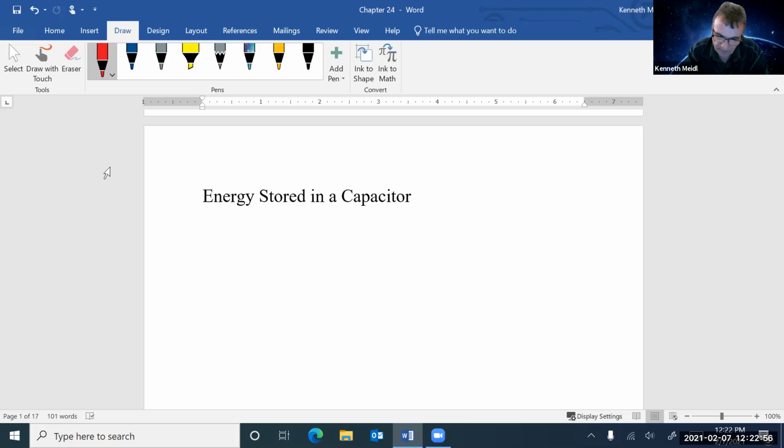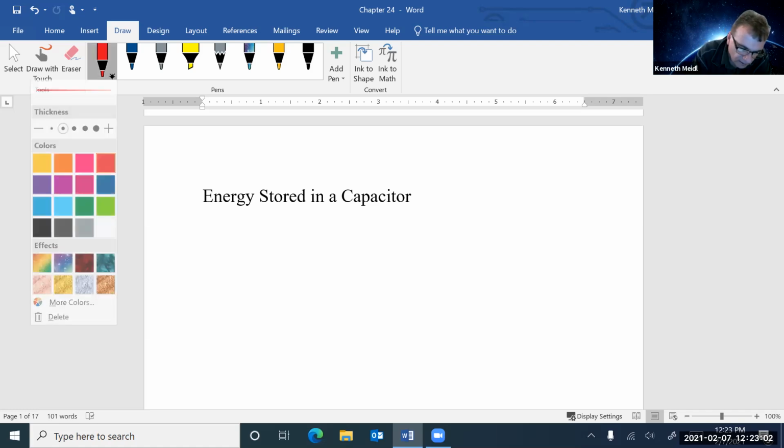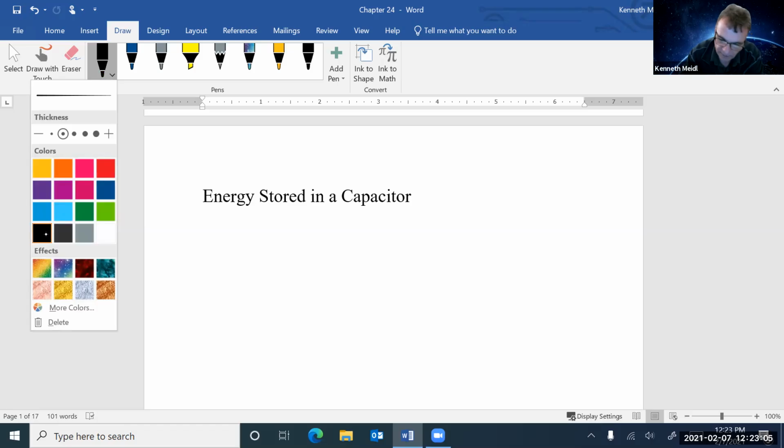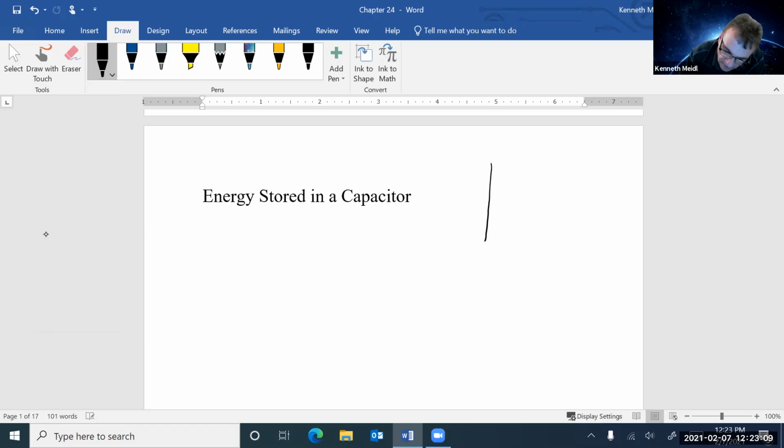I'm not going to worry about too many of the technical mathematical details here, but if you've got a set of parallel metal plates and you have a voltage source, right? So we've got some sort of battery here, and you connect the battery up.